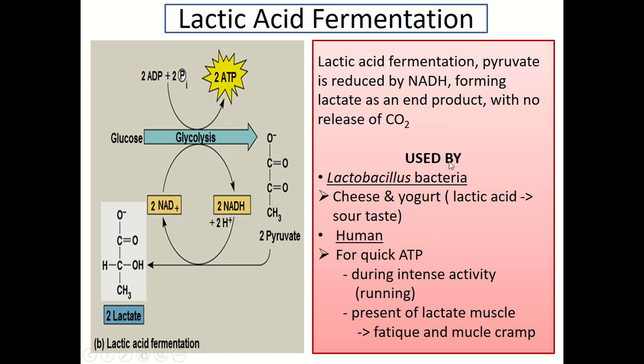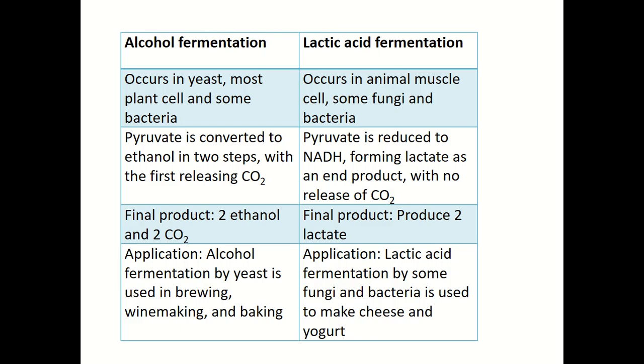This lactic acid fermentation is used by lactobacillus bacteria that you can find in cheese and also yogurt, and is also used by humans for the quick generation of ATP during intense activities such as running, and it is also present as lactate in muscle when you feel muscle cramp and also fatigue.